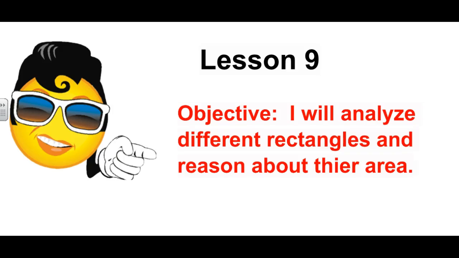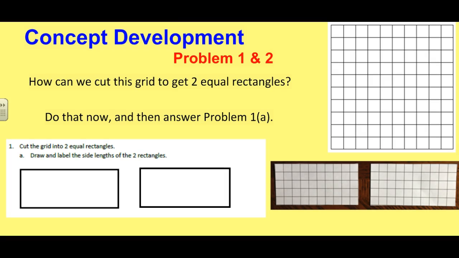Your objective for lesson 9 is: I will analyze different rectangles and reason about their area. You're going to need the piece of paper in your binder that has the area template that looks like this. Take it out of your binder, because we will be using our scissors today to cut it. So go ahead and have your scissors and that piece of paper ready.